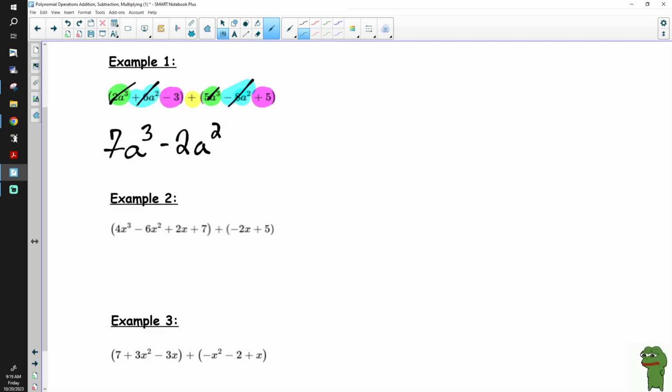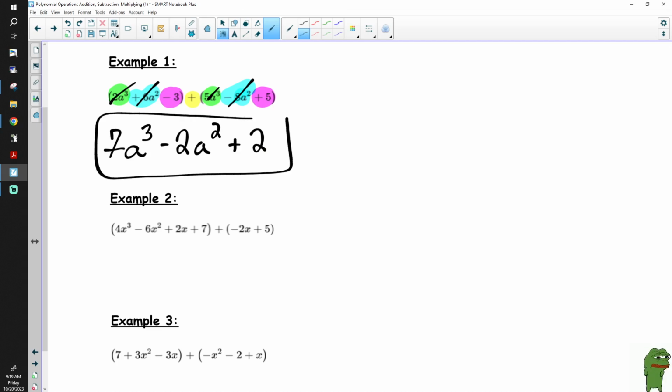Blues, done. Finally, we add together purples. Negative 3 plus 5 is positive 2. My exponents go in order. I have no more like terms. I am done. That's it. And now you get to do the medium and spicy. Ready, go!